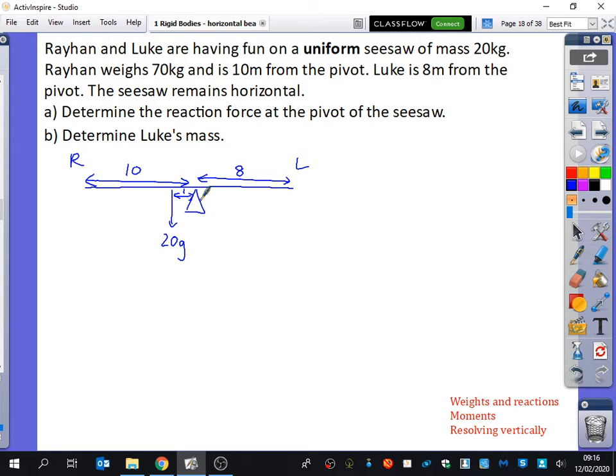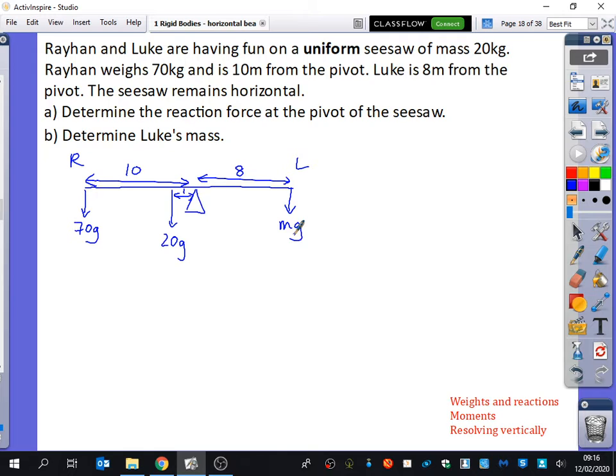What other things do I need to put on? Shahid? Okay, so Rayhan is 70 kilograms, so I'll do a 70 G. Luke, I don't know, so what should I call him? MG. Anything else? Yeah?